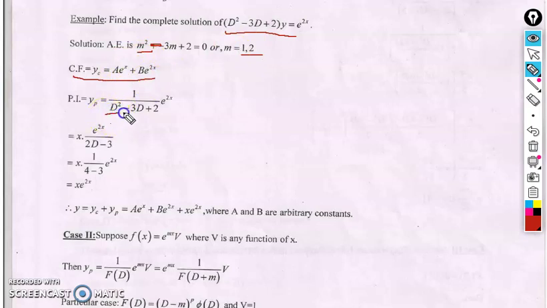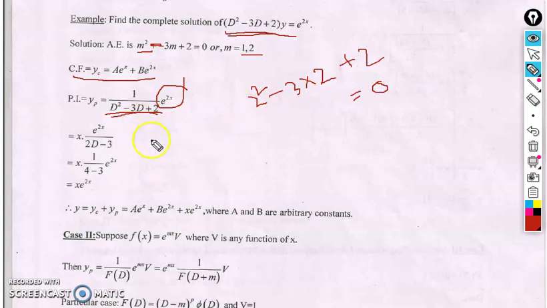Now we find the PI. So this one is your f(D). In the denominator we write f(D), D square minus 3D plus 2, and the right hand side function is e to the power 2x. So if we put D equals 2, the result becomes 2 square minus 3 into 2 plus 2. Exactly, this becomes 0.